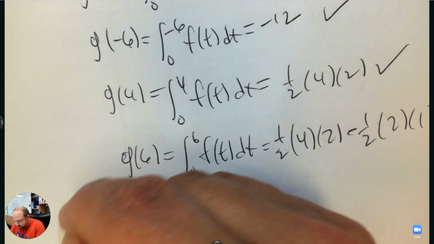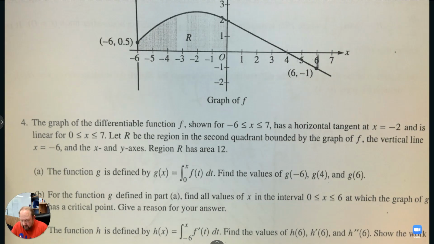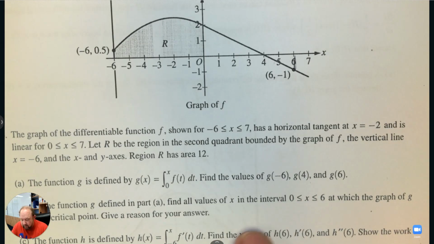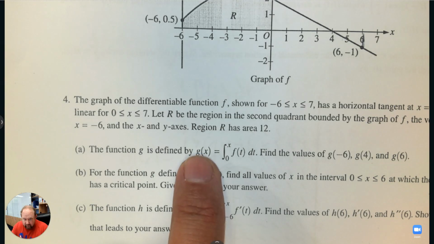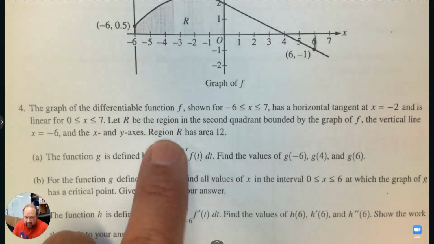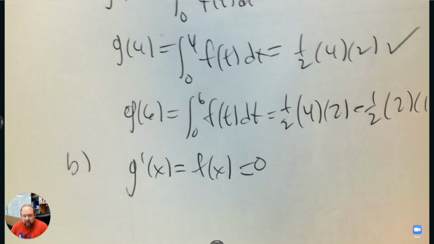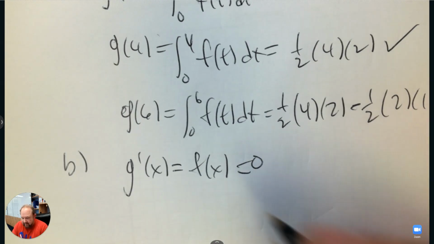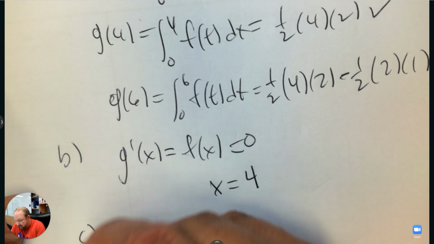Part B. For the function defined in part A, find all the values from 0 at which the point g has a critical point. So we know it has a critical point when you take the derivative. So first of all, when you take the derivative of an integration, they cross out and x plugs in. It's just f at x. Make it equal to 0. So off the graph, where is it equal to 0? The x-intercepts. And the answer is there's only one x-intercept, and that's at 4. That's it.